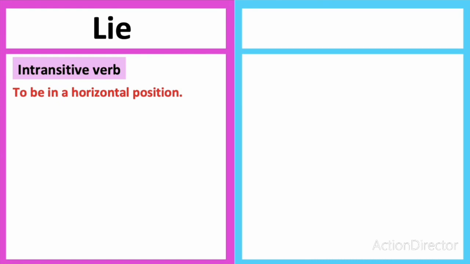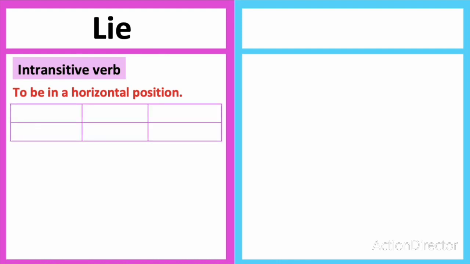Lie is an irregular verb, therefore it's important to know the different forms of the verb. The present tense is lie. The past tense is lay. And the past participle is lain. However, this isn't commonly used in everyday spoken English.